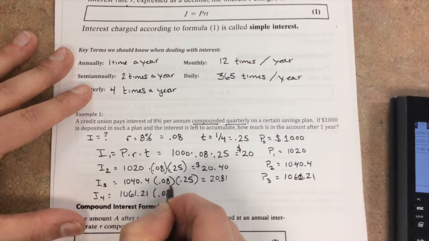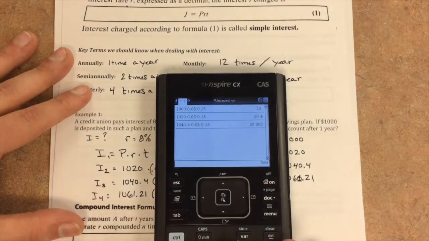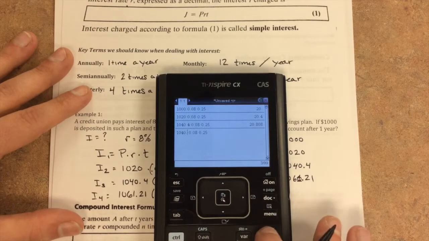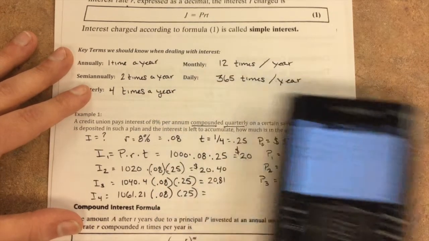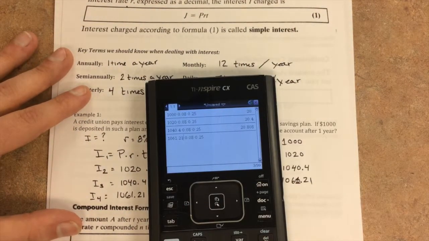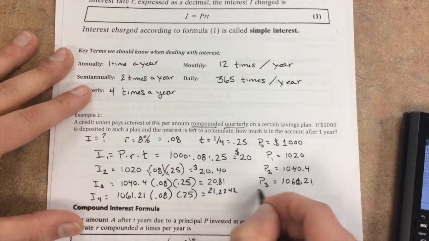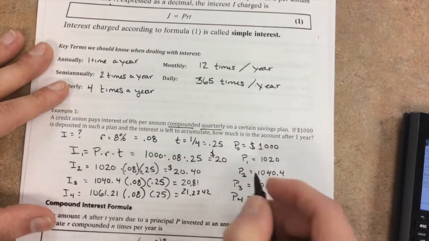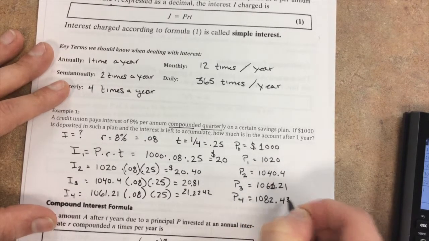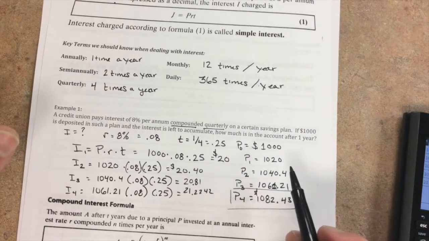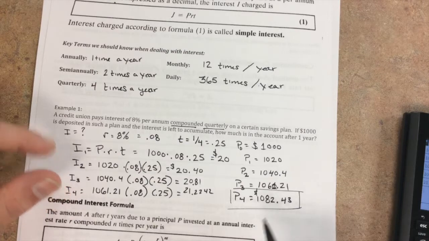So the interest after 4 quarters is 1061.21 times 0.08 times 0.25. We add that to 1061.21, and we get 1082.43. The interest was 21.2242. So our principal, or how much we have after 4 quarters, is $1,082.43. So after 4 quarters, compounded quarterly, we turned that simple money into $1,082, which is pretty nice.